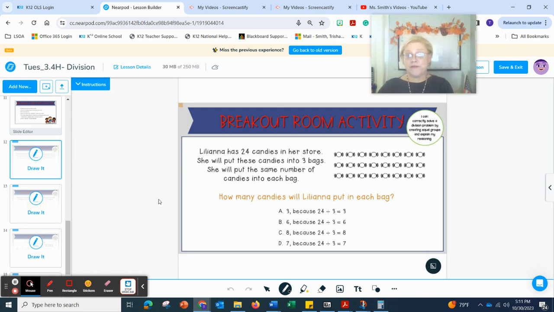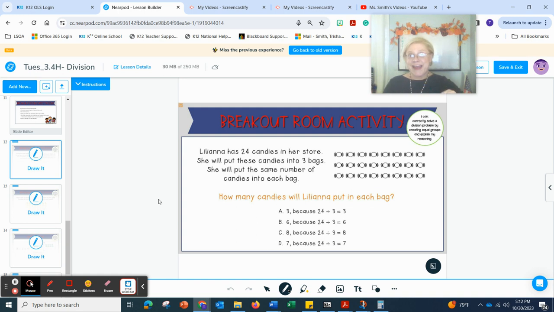Liliana has 24 candles in her store. She will put these candles in 3 bags. She will put the same number of candles in each bag. So you're looking candies, not candles. Yes, Miss Smith, you are winning today.